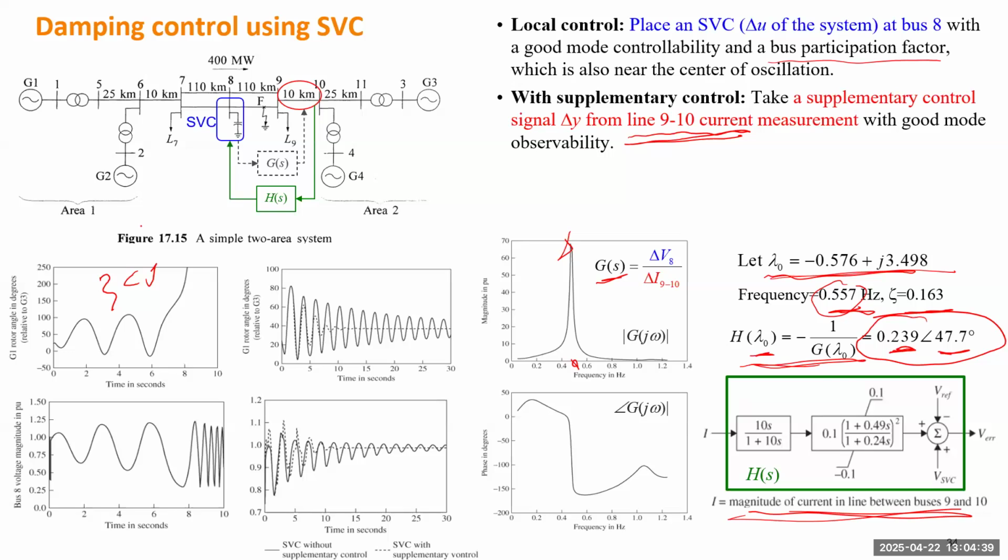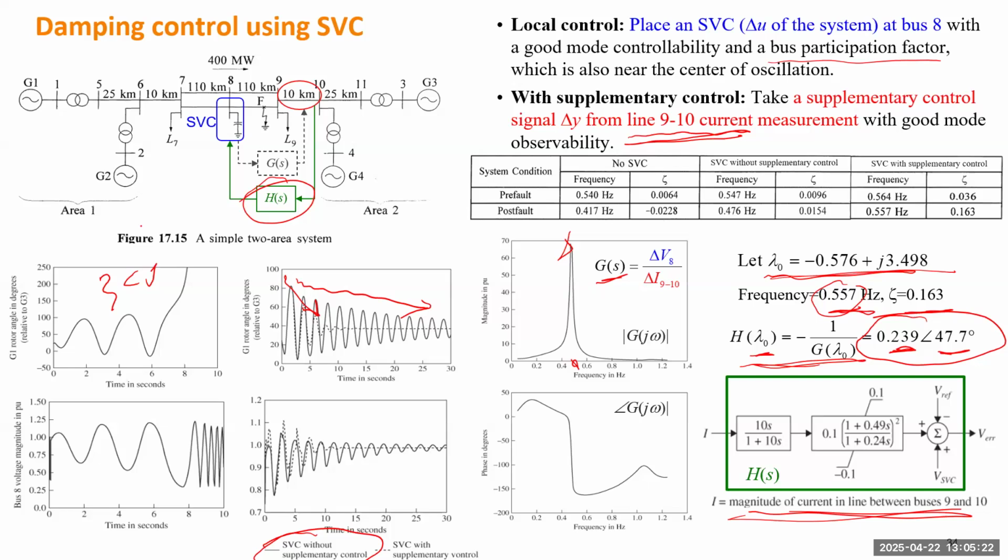So if you implement this design, you see the damping will be largely improved. So there's the two curves. The solid line will be the SVC without supplementary control, which means you don't do the remote control. You only just place SVC there, using the local data, you just try to mitigate the voltage deviation. So you can make the waveform be decaying, not growing. So the damping will become positive. But if you apply the supplementary control by utilizing this feedback, it will give you much bigger damping, right? The waveform will be decaying much faster.